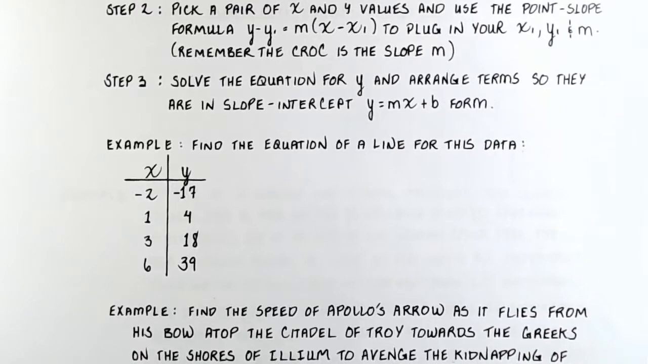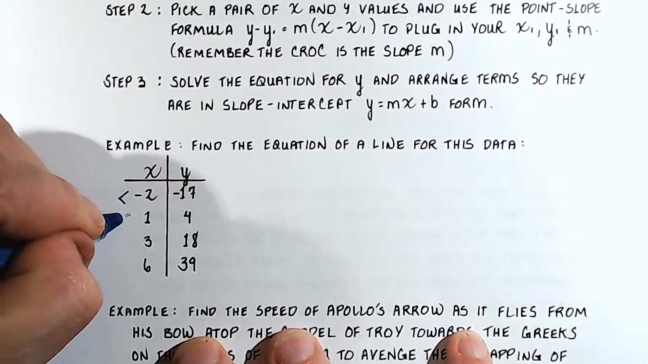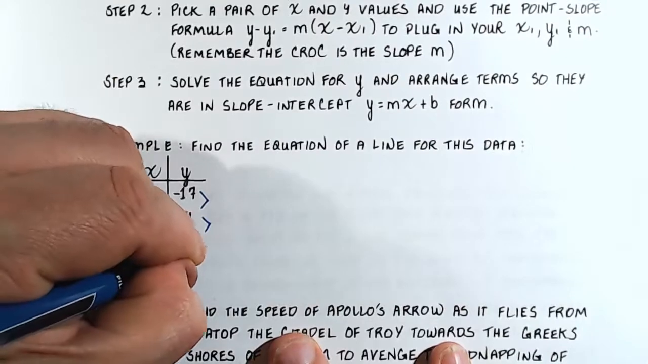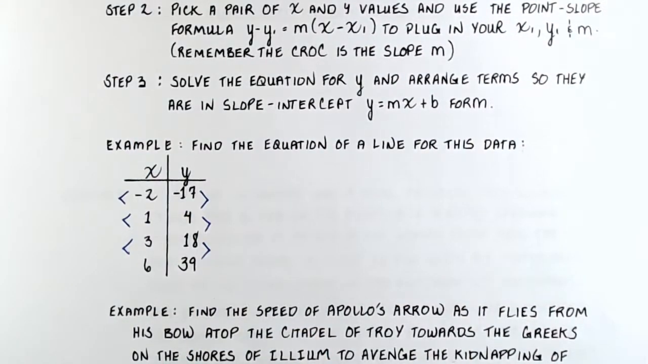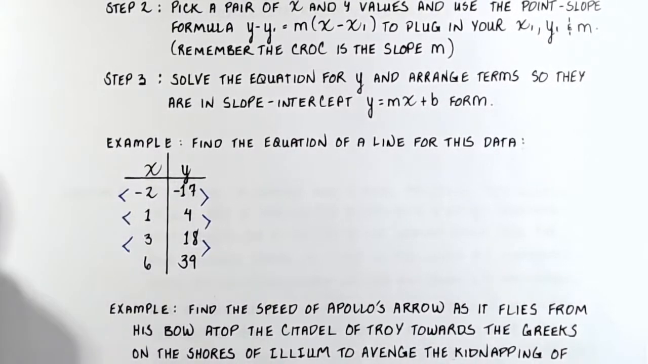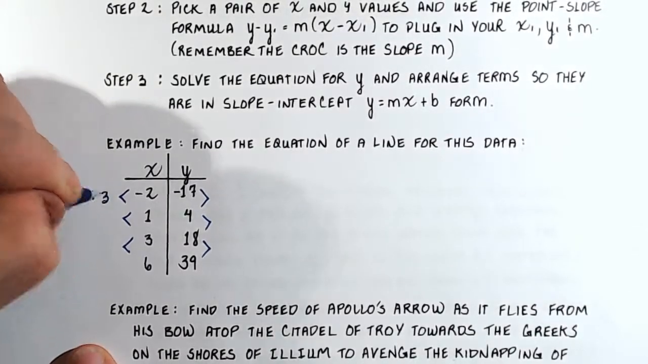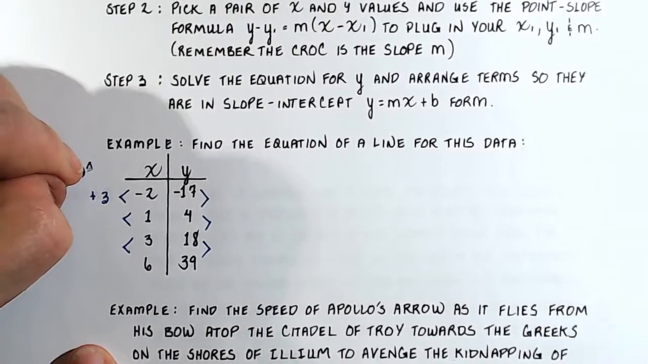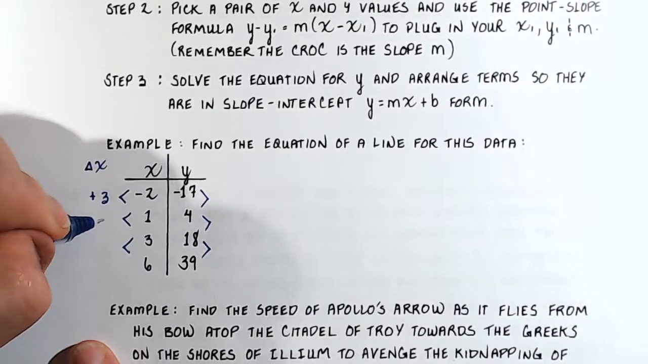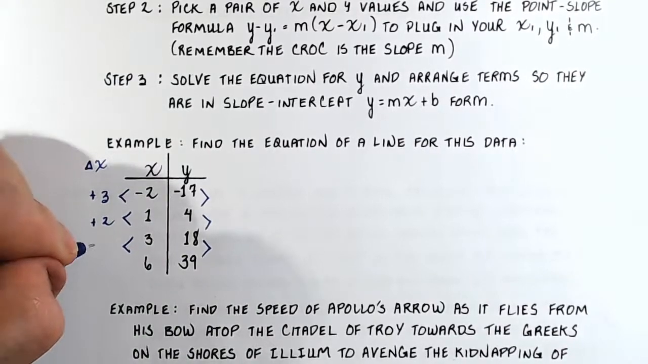Okay, here's an example. Find the equation of a line for this data. First thing I need to do is go through and compute the rate of change and make sure that each of these ratios ends up being the same. So what's happening on the x side between negative 2 and 1? Okay, plus 3. That's the change in x. Between 1 and 3, it's plus 2. Between 3 and 6, it's plus 3.